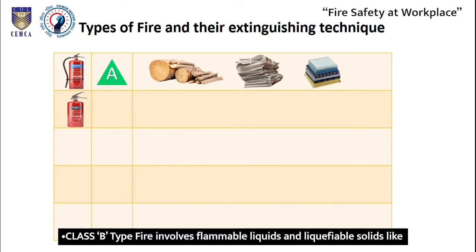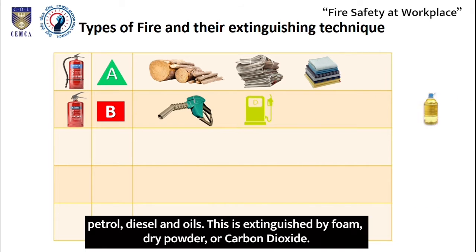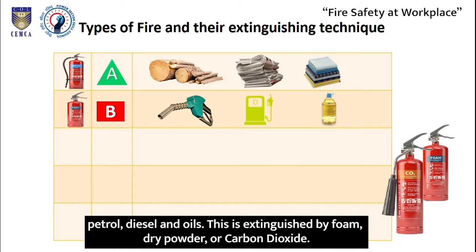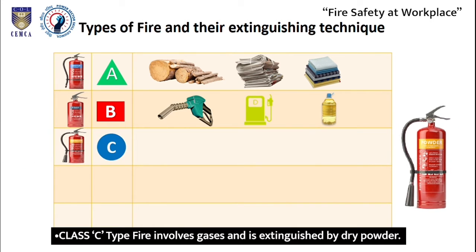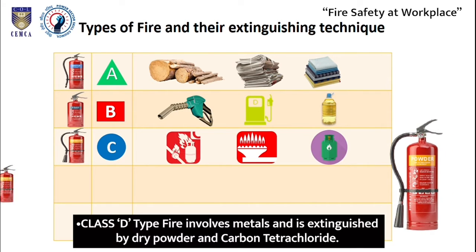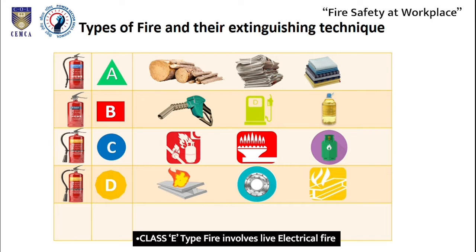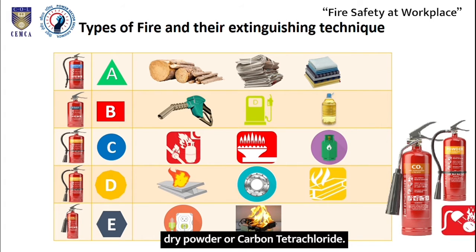Class B type fire involves flammable liquids and liquefiable solids like petrol, diesel and oils. This is extinguished by foam, dry powder or carbon dioxide. Class C type fire involves gases and is extinguished by dry powder. Class D type fire involves metals and is extinguished by dry powder and carbon tetrachloride. Class E type fire involves live electrical fire and is extinguished by carbon dioxide, dry powder or carbon tetrachloride.